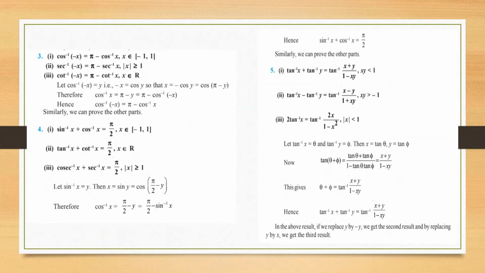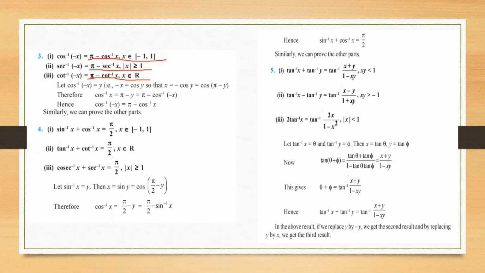Number 3 is cos inverse minus x is pi minus cos inverse x for x lying in the closed interval -1 to 1. Secant inverse minus x is pi minus secant inverse x for mod x greater than or equal to 1, and cot inverse minus x is pi minus cot inverse x for x belonging to R. So as in the case of sine inverse, cosecant inverse and tan inverse, where sine inverse minus x is minus sine inverse x, here cos inverse, secant inverse and cot inverse will come out in the pi minus form. Okay, so let us start with it.